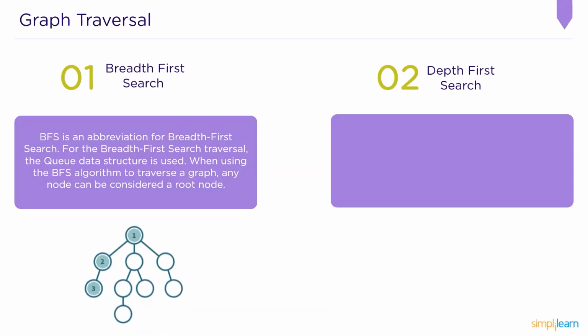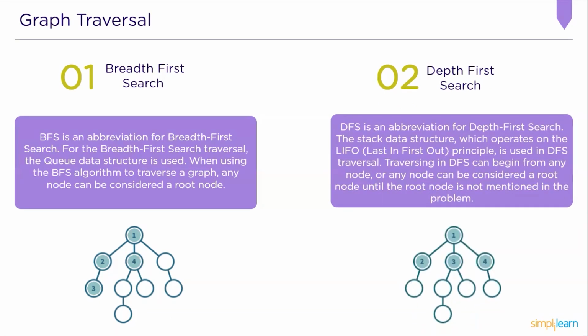The second kind of graph traversal is depth first search, abbreviated as DFS. In DFS traversal, the stack data structure is used, which operates on the LIFO, or last in first out, principle. The DFS traversal can begin at any node, and any node can be considered as a root node unless a root node is mentioned in the problem. Let's look at the code for the BFS and DFS graph traversals.